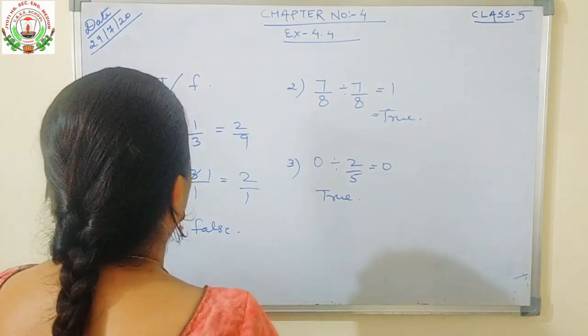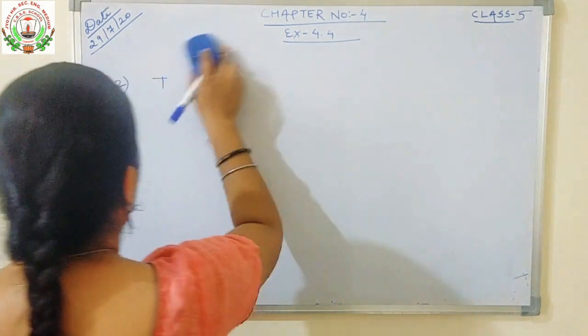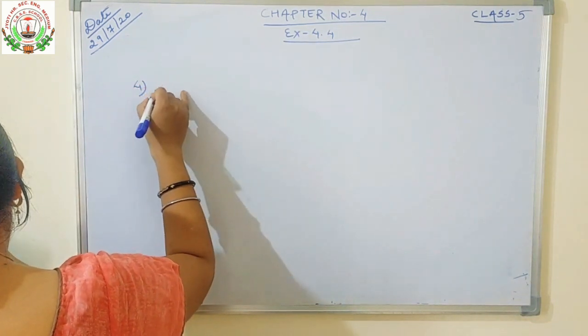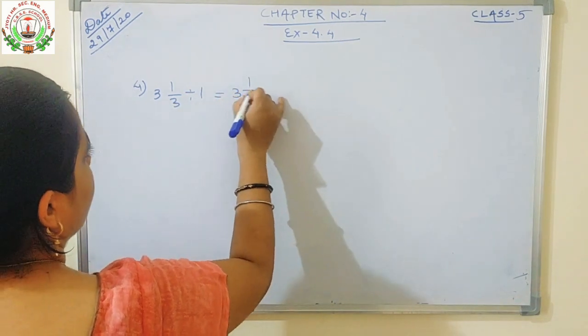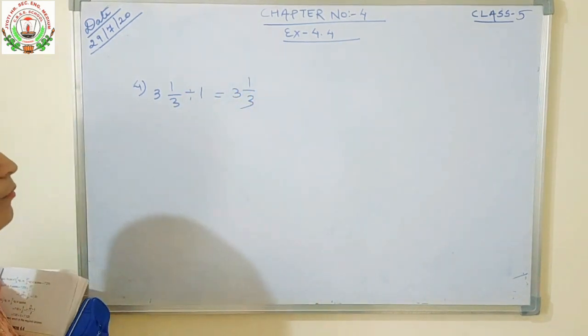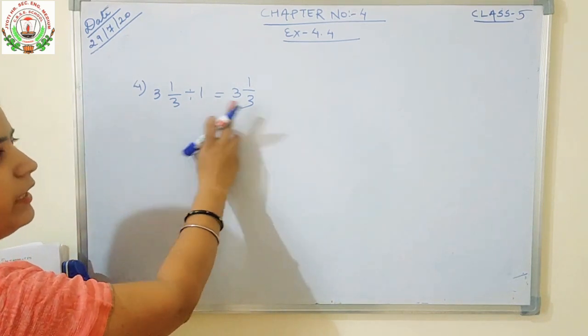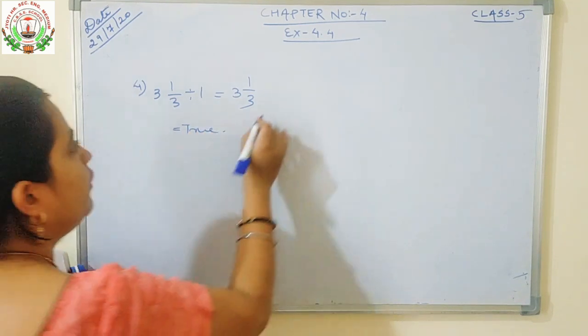Okay, number 4. Number 4 is 3 1 upon 3 divided by 1 is equal to 3 1 by 3. Here also the same property will continue. Whenever we divide any number by 1, we will get the same number as the answer. So this statement is also true.